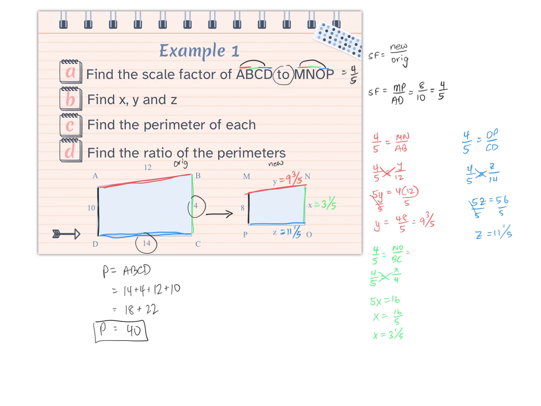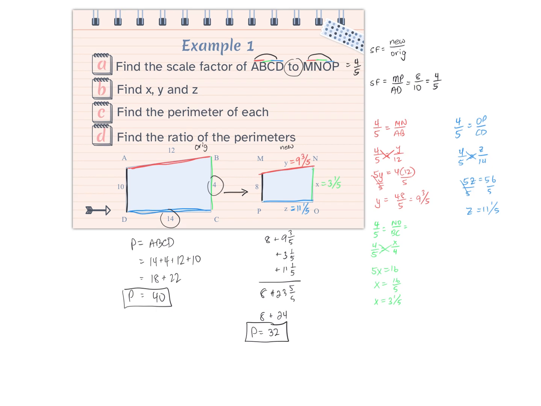Let's come through here and let's just do the math, right? So we've got 8 plus 9 3/5 plus 3 1/5 plus 11 1/5. And so I'm going to get 3/5 plus 1 is 5/5. And 9 plus 3 is 12. 12 and 11 is 23. So 23 and 5/5 is the same as 24. And so I'm going to get 32. So the perimeter of this second shape is 32. Now I want you to see something interesting, right? So P equals 40 and P equals 32.